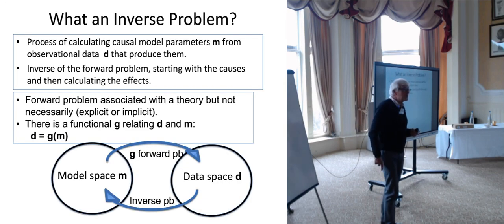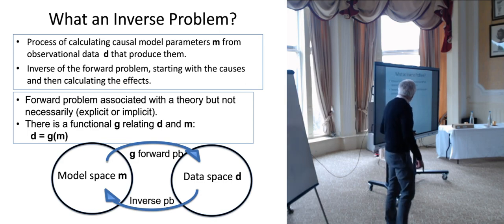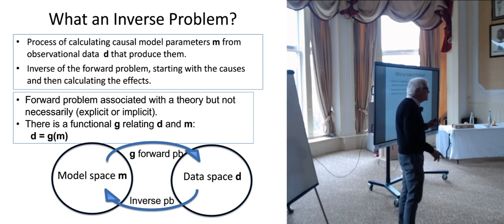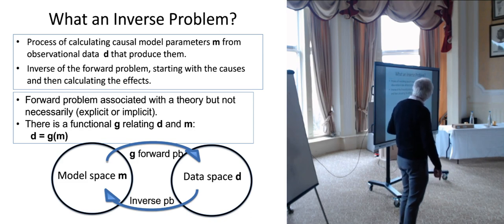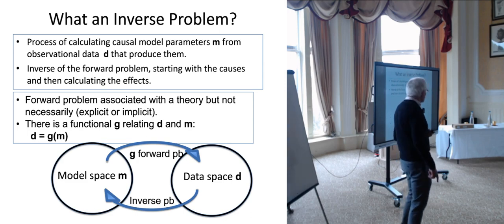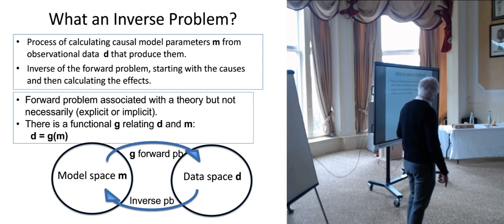Okay, so first of all, what is an inverse problem? It's not so easy to define. I tried to find a definition not too complicated: it's the process of calculating causal model parameters, M, from observational data, D, that produce them. It is the inverse of the forward problem, starting with the causes or processes and then calculating the effects.